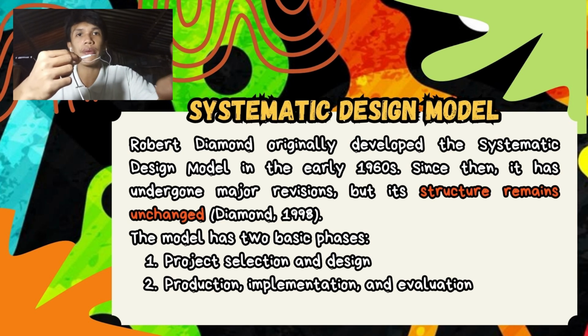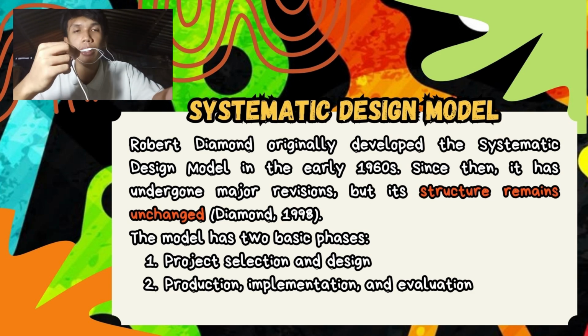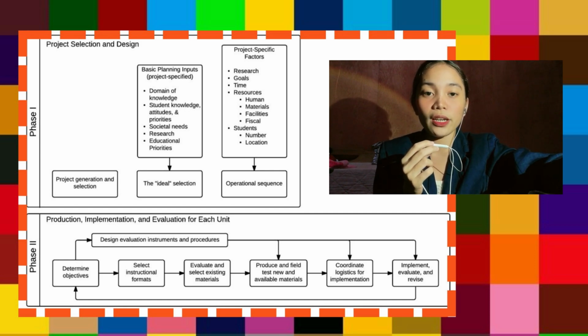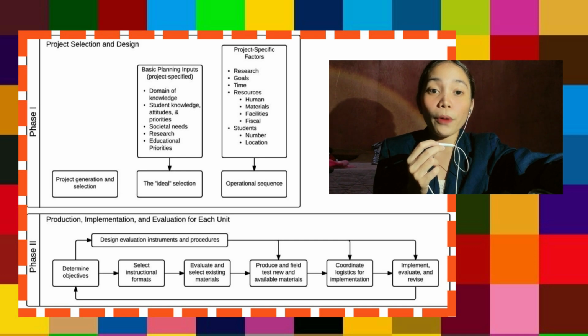First is the project selection and design, and number 2 is the production, implementation, and evaluation. As you can see in the diagram, we have phase 1, project selection and design. In this phase, take note, this focuses on planning a project by gathering important information like subject knowledge, student needs, and school priorities. Specific factors include the goals, time, resources, and the number of students.